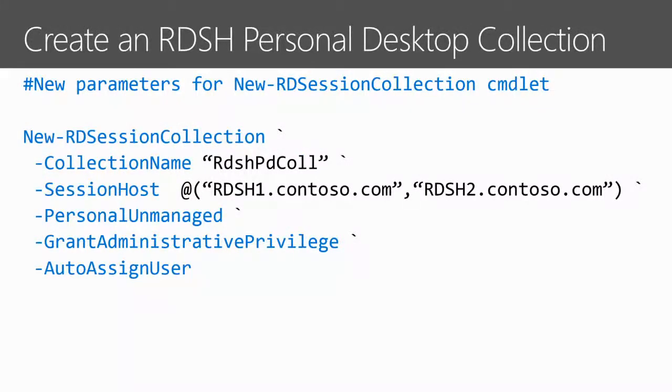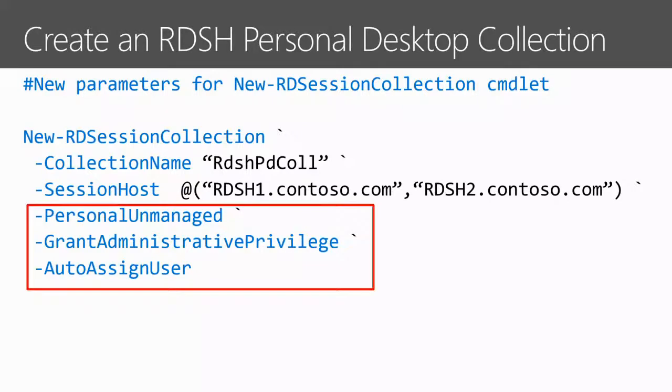So just as an example, I ran through this and created one. We're going to take a look at this in a minute. Some of these names have actually changed, but you get the idea. I created a collection. I set it up as personal unmanaged. I granted administrative privileges, and I set it up to auto-assign. And I put 2 RDSH servers in it that I created. And these are those new parameters.